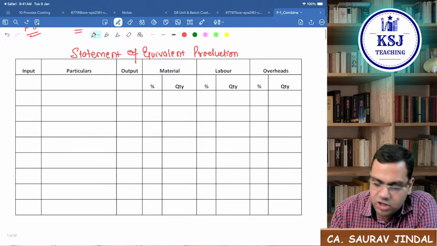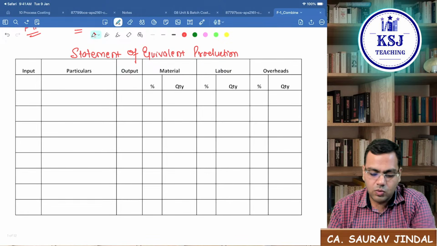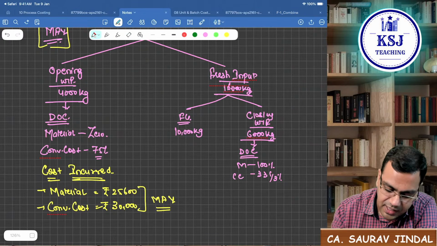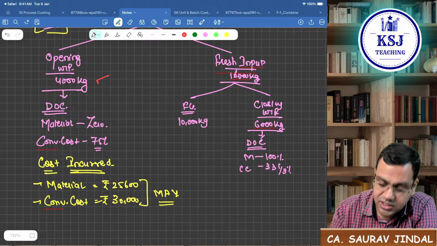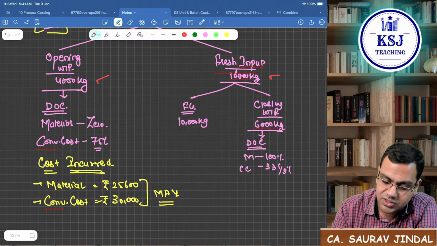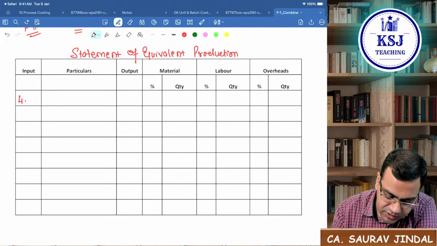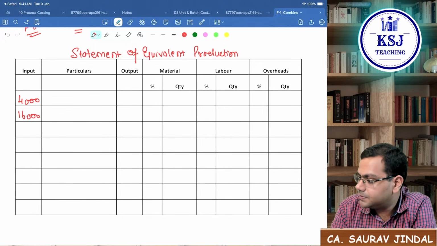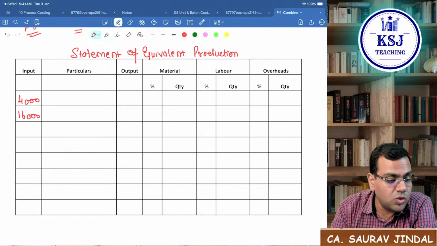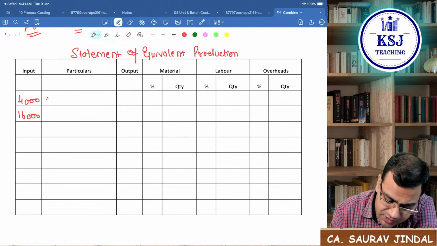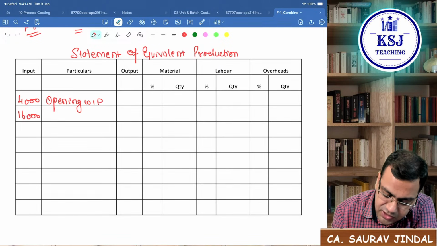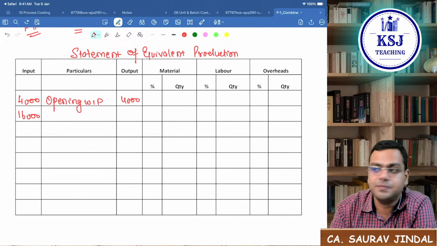Okay, the statement of equivalent production. Now, what is the input here? If you look at the example, what is the input in the month of May? One is this 4,000 kg, that is the opening WIP. Another one is 16,000 kg. So your input is 4,000 and 16,000. Now, the FIFO method says first you will complete your opening WIP. So we completed our opening WIP in this period. How many units? 4,000 units I completed.